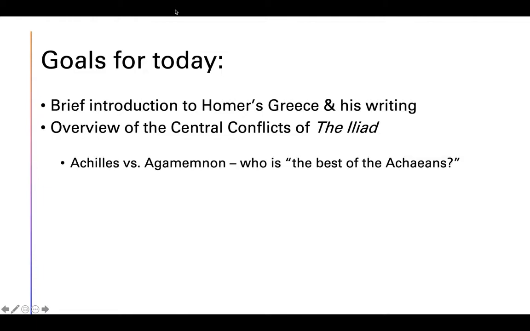So specifically, we'll talk about the conflict between these two great Achaean fighters, Achilles and Agamemnon. These two are on the same side of the war, but they have a very heated conflict between themselves. There's this idea that they should be able to designate who the best of the Achaeans is, and the best of the Achaeans seems to be either Achilles or Agamemnon.